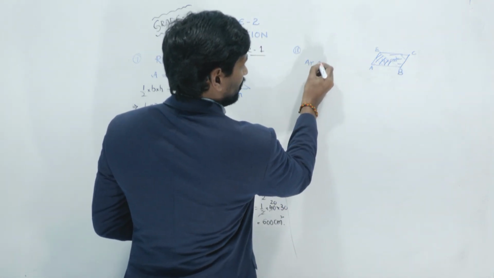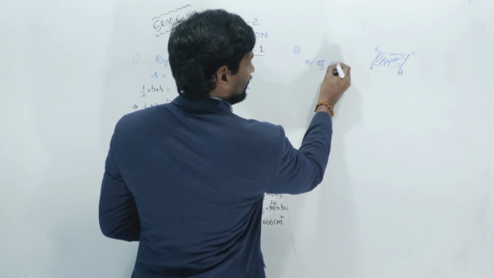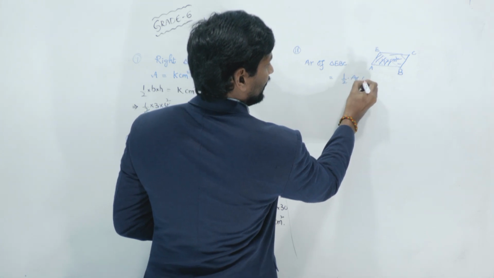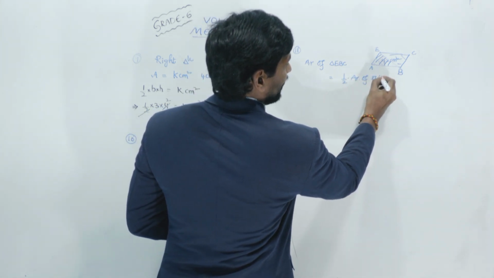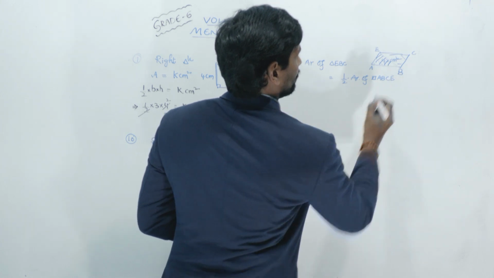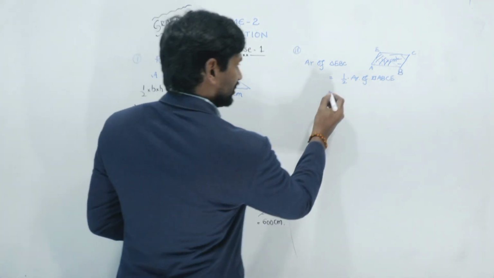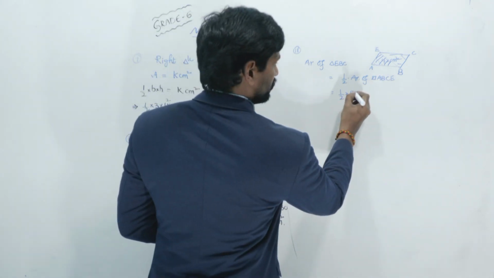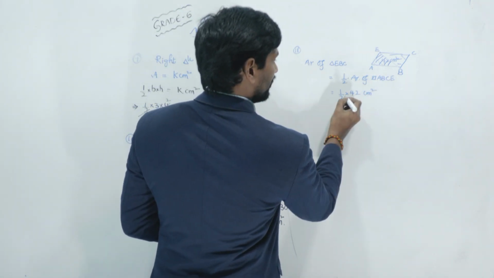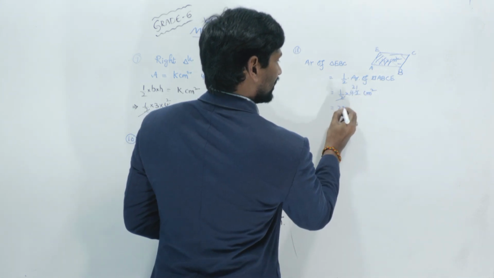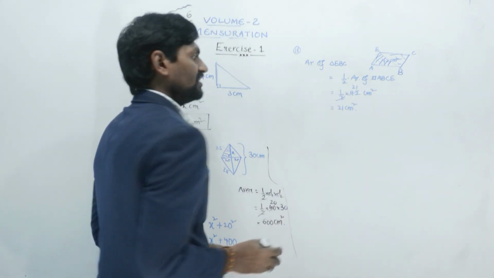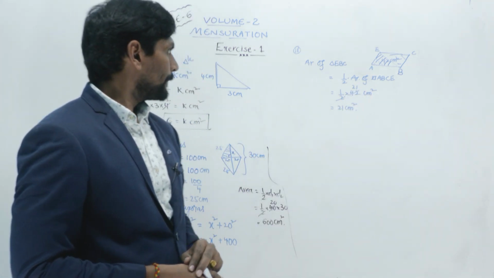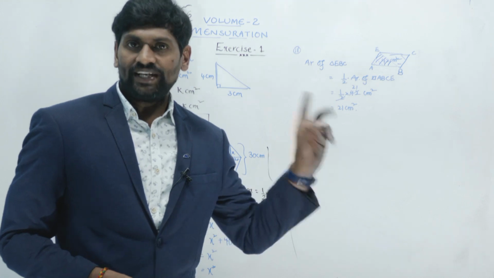Okay? So now area of triangle EBC is equal to half of the area of parallelogram ABCE. The area of parallelogram is 42 centimeters square. When you divide it by 2, it will be 21 centimeters square. This is our required area of triangle EBC. Okay, let us go to the next problem.